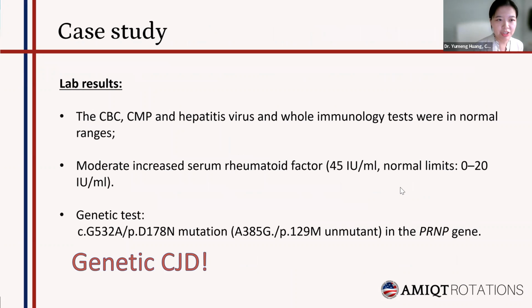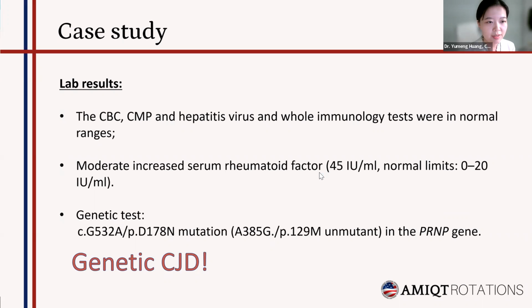So let's move back to our case study. We have the test report: the CBC, CMP, hepatitis virus, and the whole immunology test were normal. And we had moderately increased serum rheumatic factors, which can be a possible reason why this patient had a swollen wrist, but spontaneously recovered after several months.